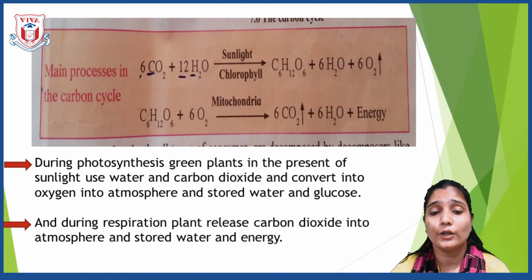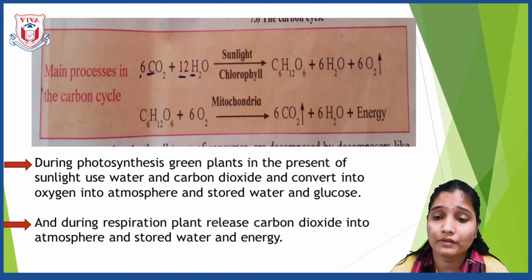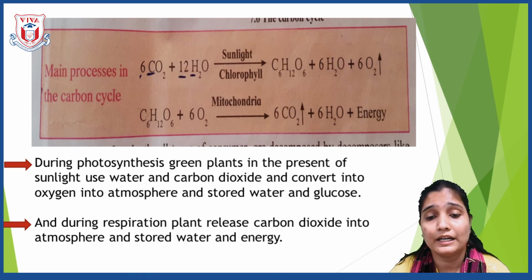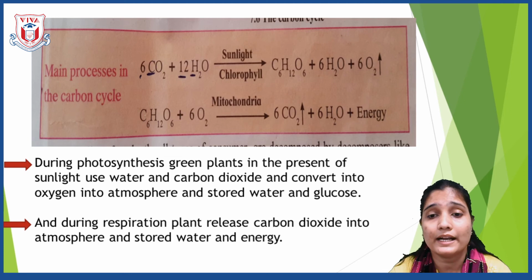During photosynthesis, green plants in the presence of sunlight use water and carbon dioxide, release oxygen into the atmosphere and store glucose. Look, 6 molecules of carbon dioxide and 12 molecules of water, with the help of sunlight and chlorophyll, convert into glucose and 6 molecules of water, and release oxygen into the atmosphere.